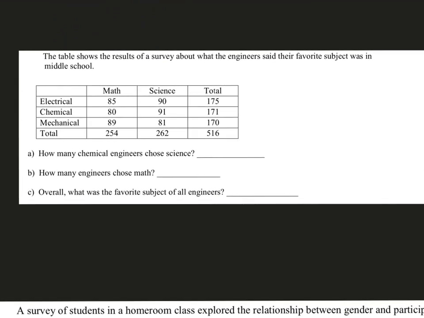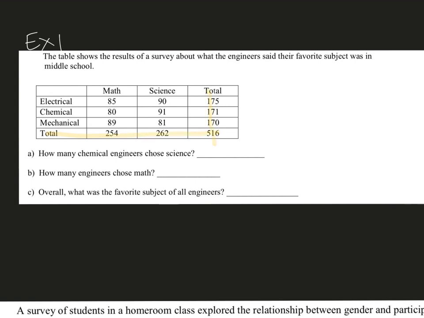Okay, so this is example 1, and let's kind of work through this together. So what is going on in this example? It says the table shows the result of a survey about what the engineer said their favorite subject was in middle school. So what we have here, this is a two-way table. It's already filled out for us, so this is just our first example, starting off pretty easy. So we see we have electrical engineers, chemical, and mechanical, and they said whether they liked science or math most. And then as you can see, there are the totals along the edge down here and on that side.